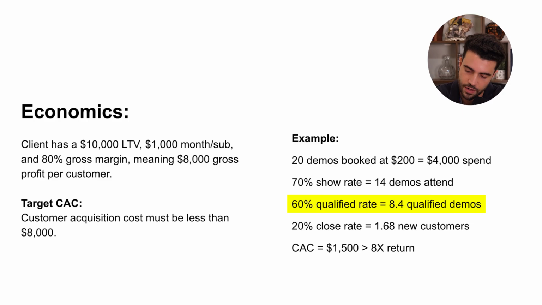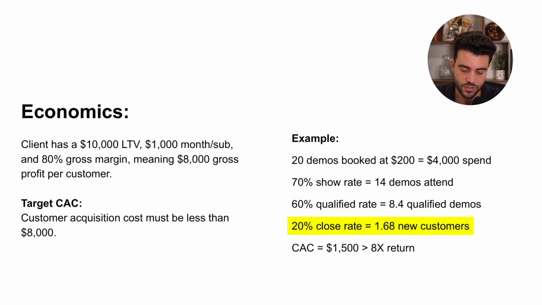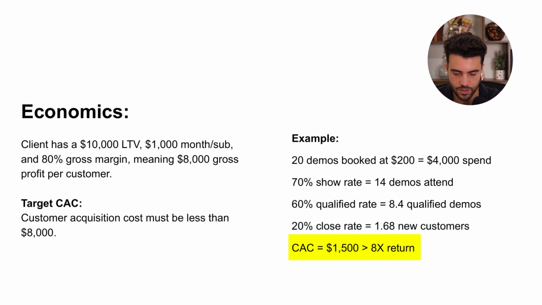And then out of that, we'll have a 20% close rate. So we will see that 8.4 times 0.2 equals 1.68, right? And so that would tell us that with $2,000 in spend, they can get 1.68 new customers, which means that their customer acquisition cost is going to be somewhere in the range of around $1,500. So what that tells us is that we can spend $1,500, right, on our customer acquisition cost, and then we can get an 8x. What that tells us is that this campaign is set up for success if we can hit a $200 cost per demo. So now we know what demo cost we want to be targeting.